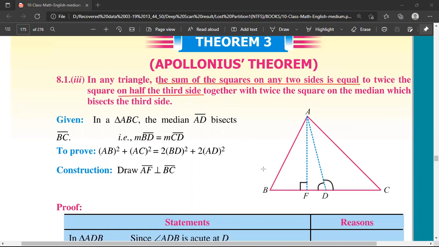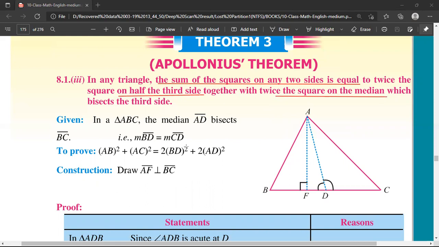So first come to the half. I have already told you that D is a midpoint. That means BD is half of the total length BC. So the statement says that the sum of squares of any two sides will be equal to twice, two times, the square on half the third side, that is, 2 times BD square, plus 2 times the square on the median. Or in other words, the square of the median which bisects the third side.